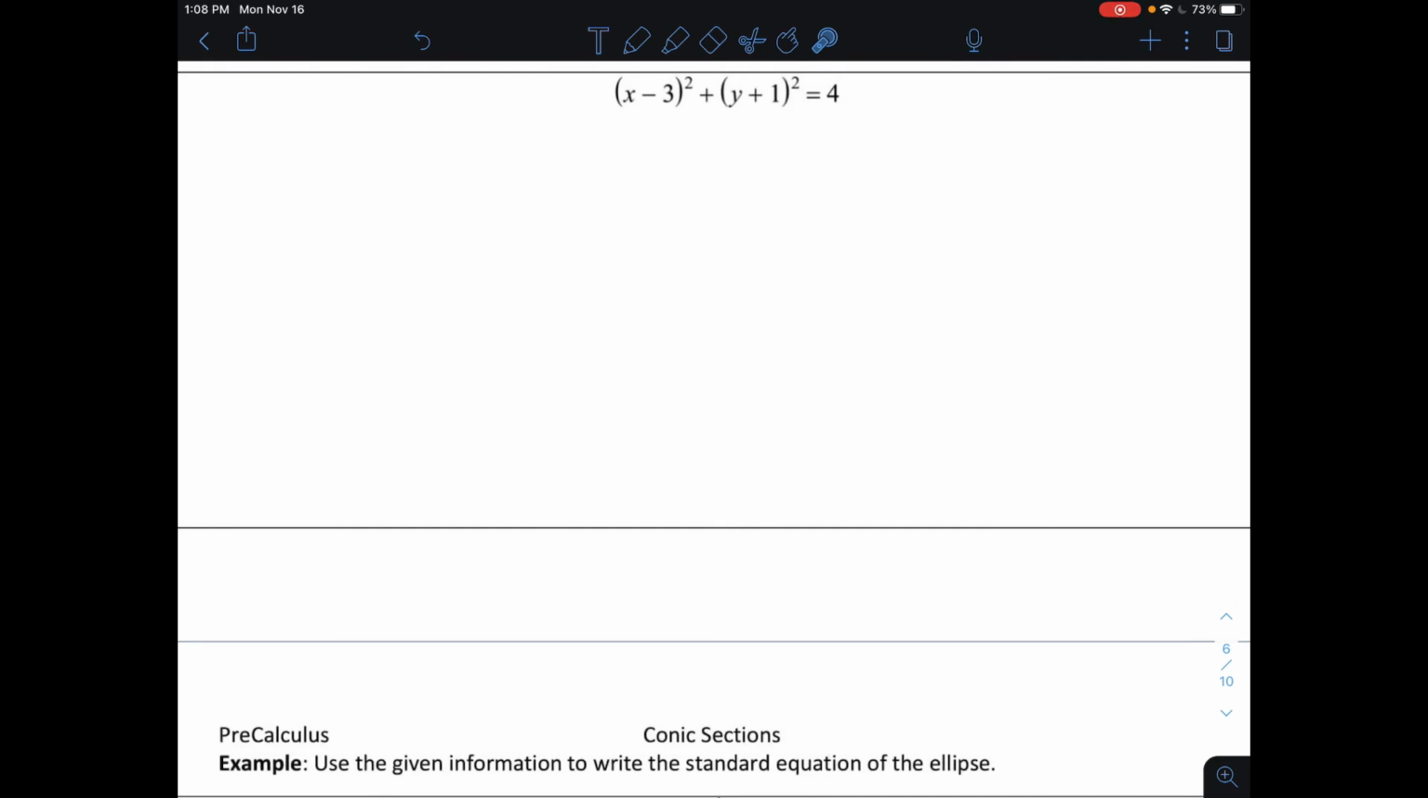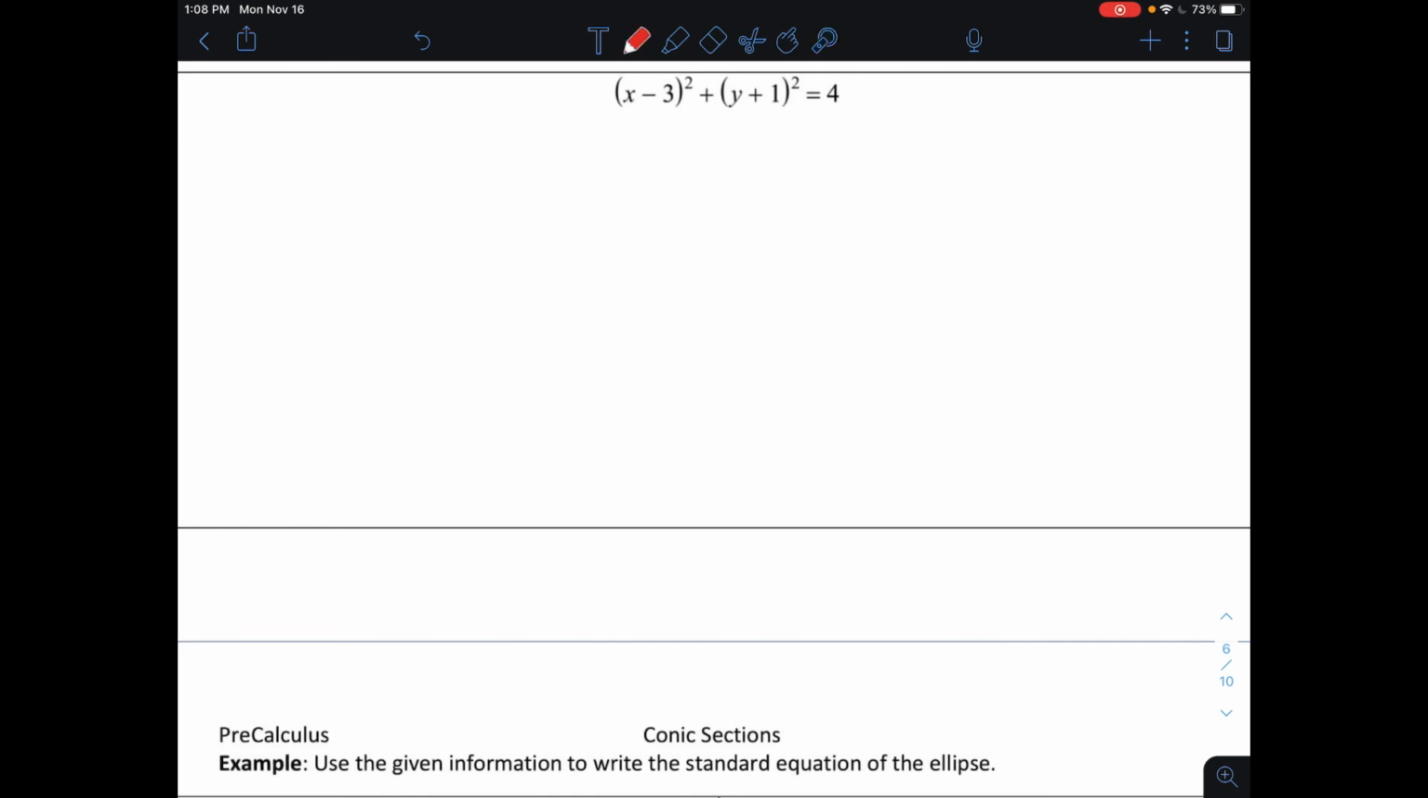All right, let's look here at this next one. So I'm given the equation x minus 3 squared plus y plus 1 squared is equal to 4. And now this doesn't look like the standard form of an ellipse because the ellipse is set equal to 1 and I have denominators here. So what you could do is divide by 4, but I'm going to have the same denominator in both cases.